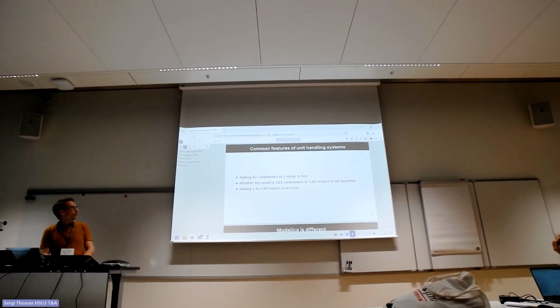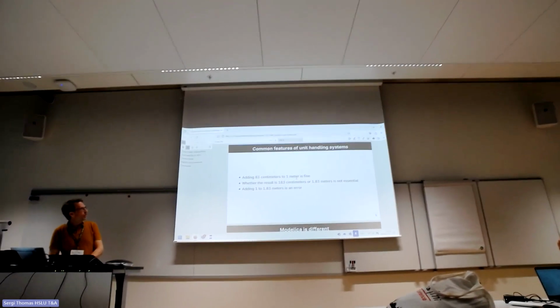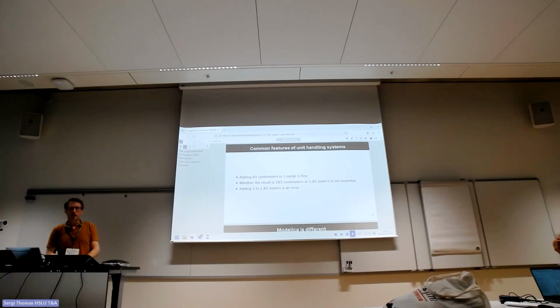In all of these, you can add something in centimeters to meters, and it doesn't really matter whether the result is expressed in centimeters or meters. But they do not allow adding a numeric value to a value of quantity. When I say a value of quantity, I mean a numeric value combined with a specific choice of units.